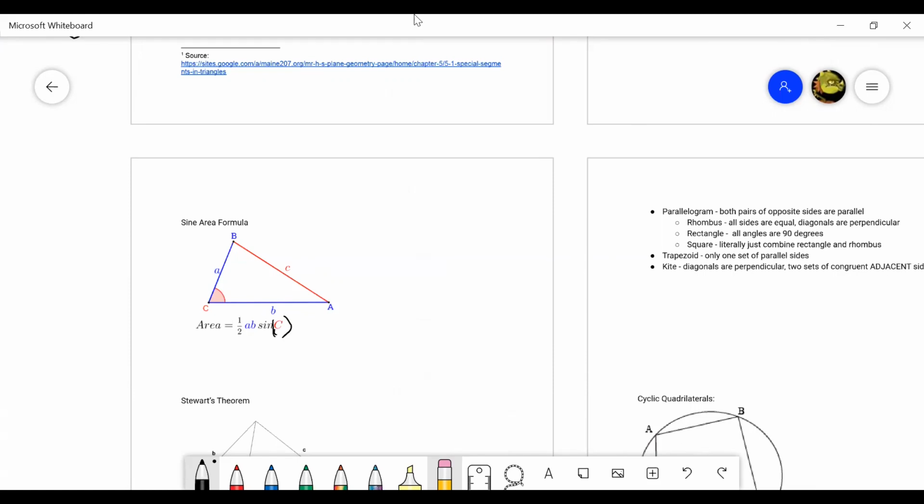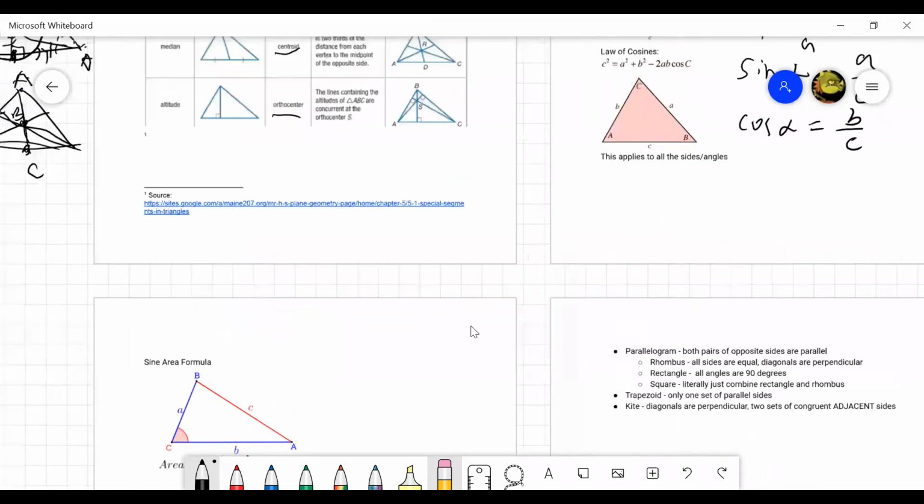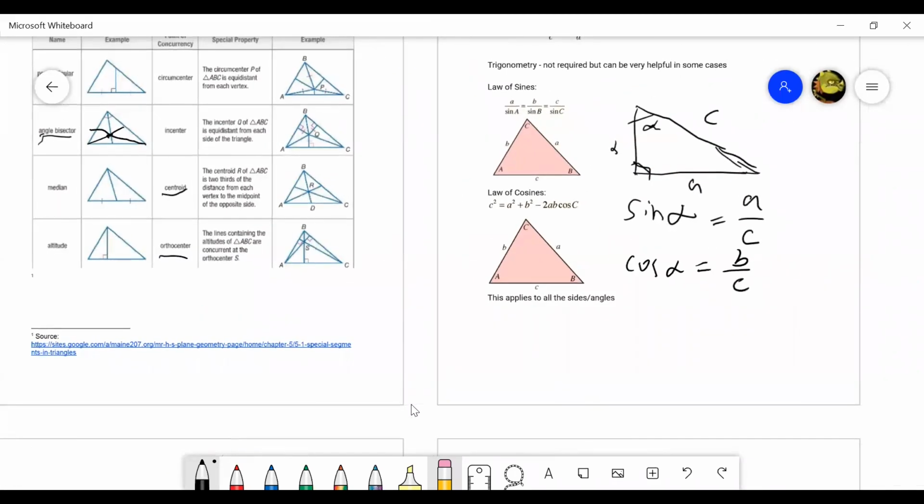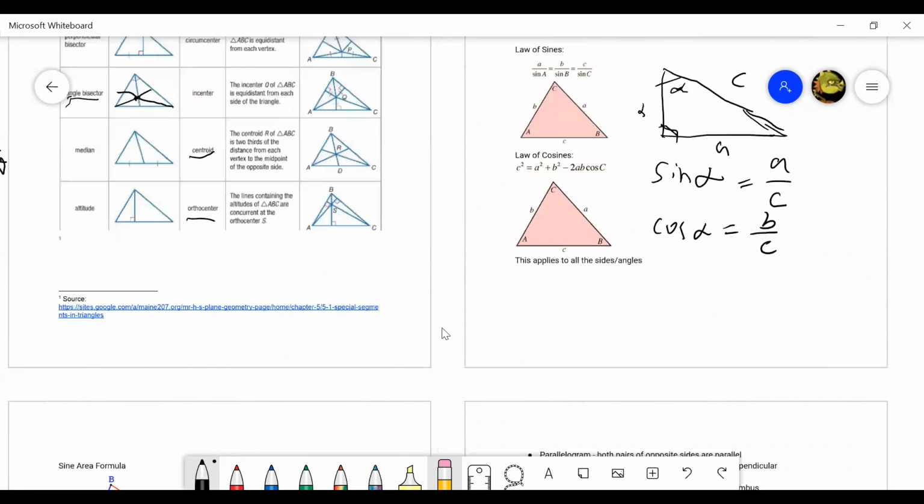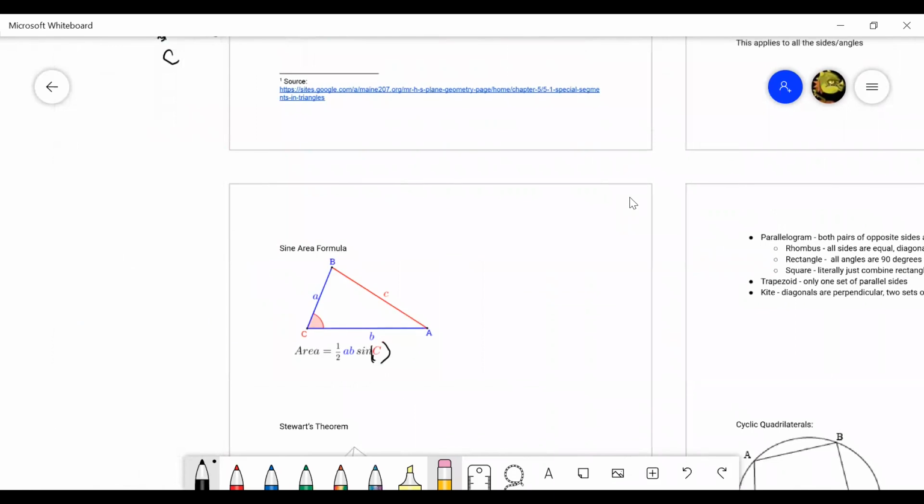So does that make sense? I kind of went over it here too. Okay. So yeah, if you don't completely understand sine and cosine and trigonometry, you can review that by yourself later as well.